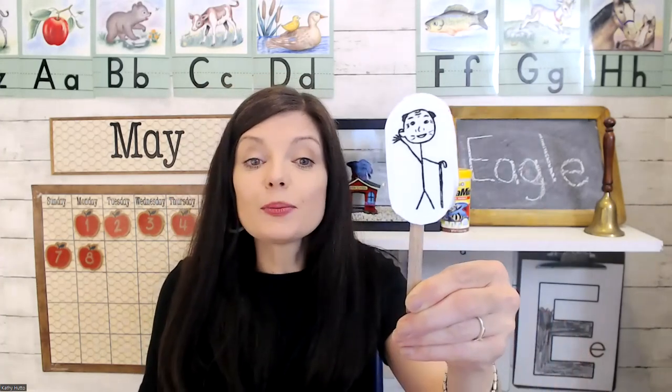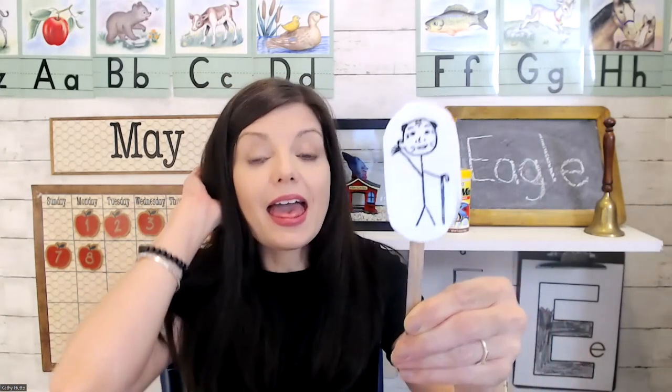If you look carefully, you can see an E in the picture. It's hiding. Where is it? It's his ear. His ear looks like the letter E. So hopefully when you see an E, you'll remember that E says, eh, eh, eh, like Old Man E.